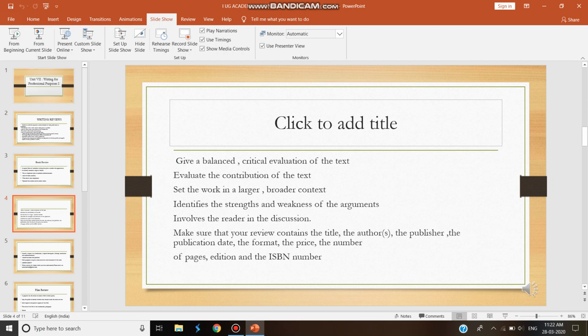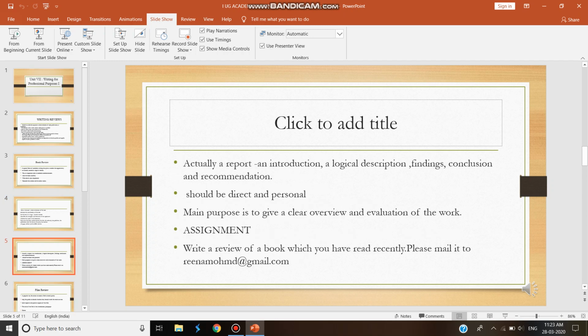Make sure that your review contains the title, the author, the publisher, the publication date, the format, the price, and the number. So, in your review, in the introductory paragraph itself, you should write the title of the book that you are reviewing. Who is the author? Who is the publisher? On which date was it published? What is the format? How much does the book cost? The number of pages? Which edition is that? And also the ISBN number.